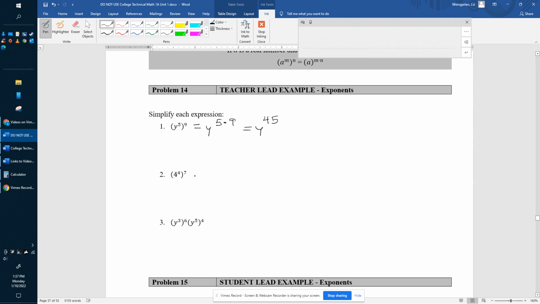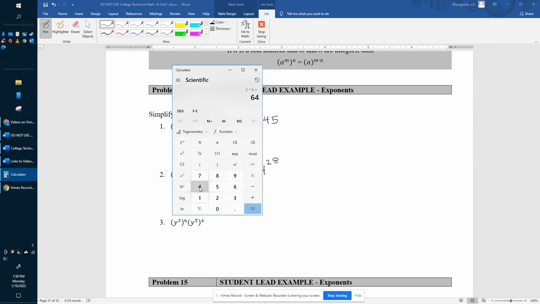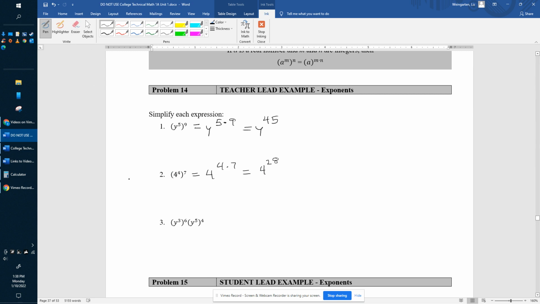How about 4 to the 4th to the 7th? That's the same thing as saying 4 to the 4 times 7. This is 4 to the 28th. I don't even think our calculator can figure that out for us. Let's try it. 4 to the 28th. Okay, maybe it can. That's still a very big number. But I think we're just going to leave it as 4 to the 28th.